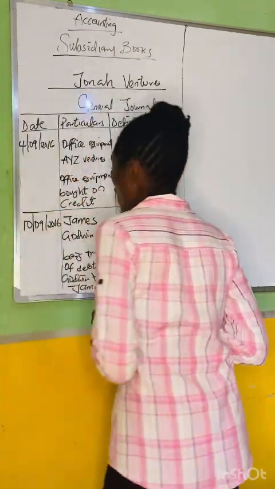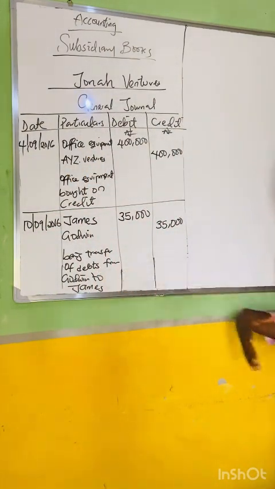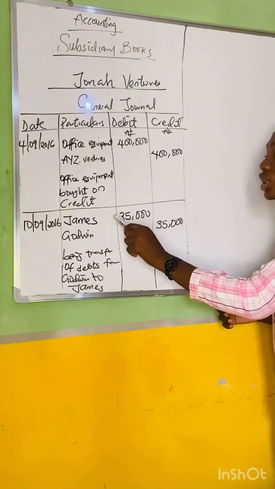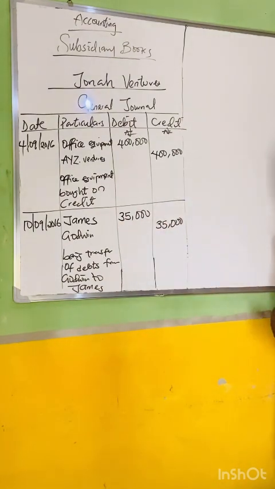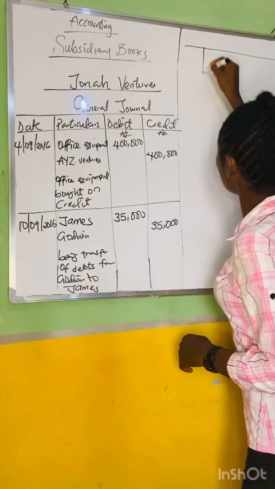This is our transfer of debt from Godwin to James. Okay, we are transferring from Godwin to James account. Now the last example we're going to be looking at in this video is how we can use our journal in opening entries.